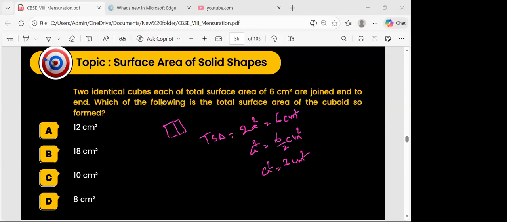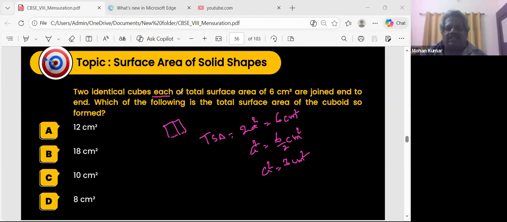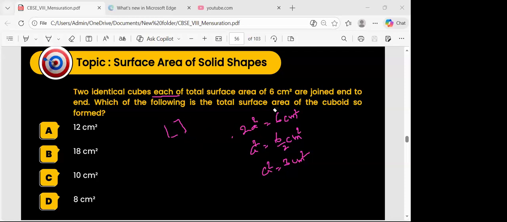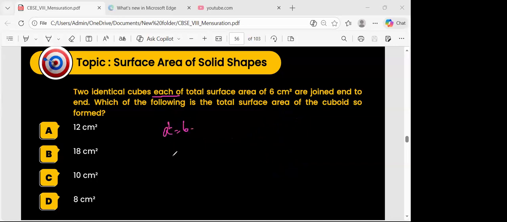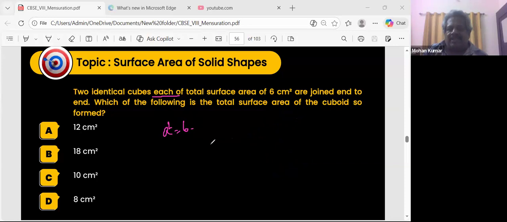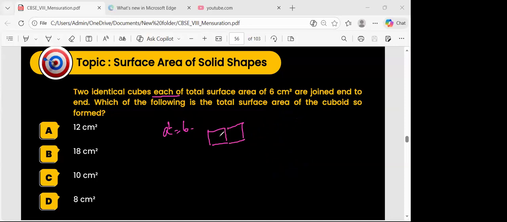See the word identical cube, the word each is there. Have you seen? I think it's 10 because one area is joined end to end, so I think it would be 10. Yes, sir. So a square equals 6, one side equals 10. A square is 6, so it is one here. The other one is also joined. Sir, isn't it 6a square equals 6 or is it just a square equals 6?